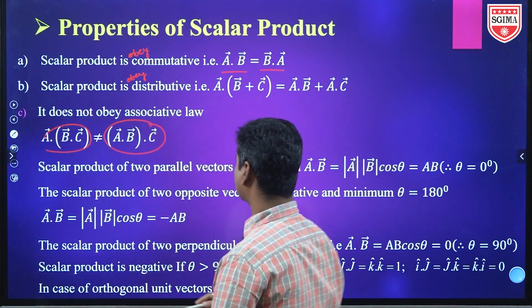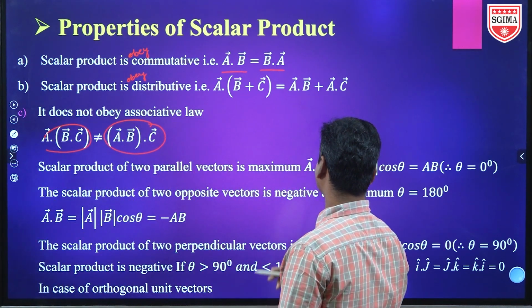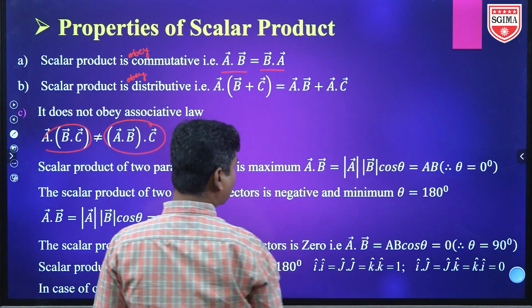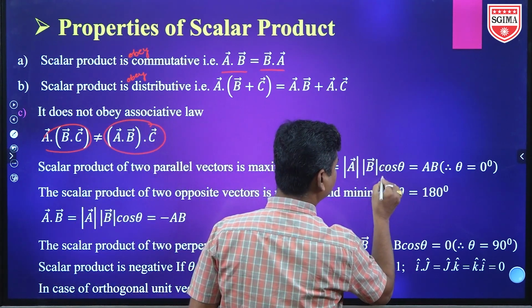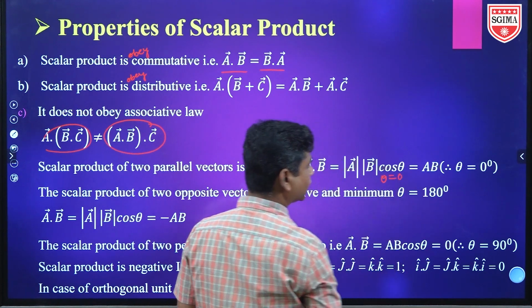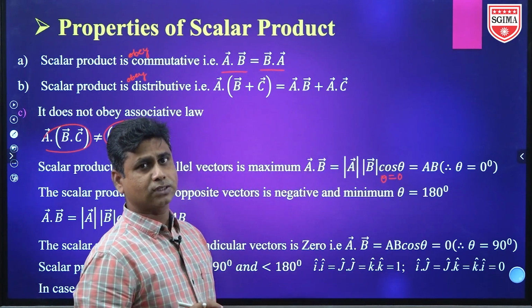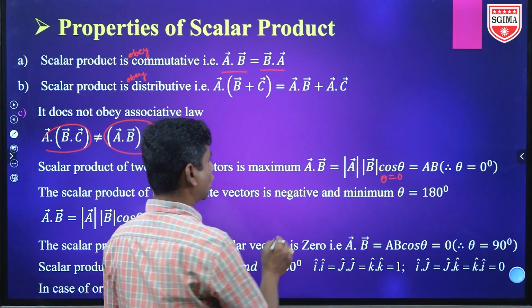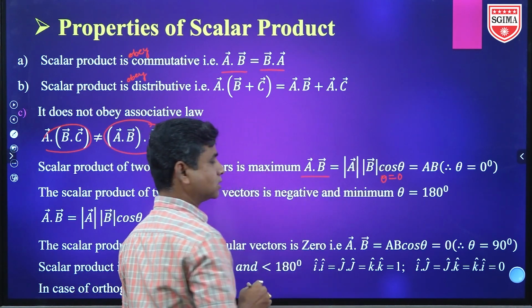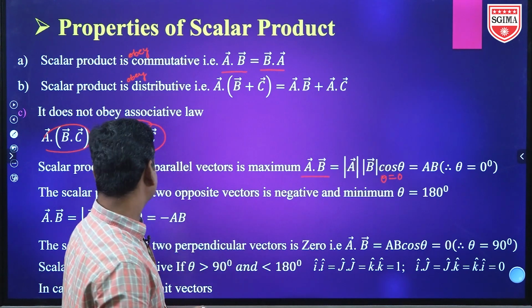Next, the scalar product of two parallel vectors is maximum. A bar dot b bar equals ab cos theta. Parallel means theta value is 0, and the value of the cos function is maximum, cos 0 is 1. So the dot product of vectors, when both are parallel, will give the maximum.